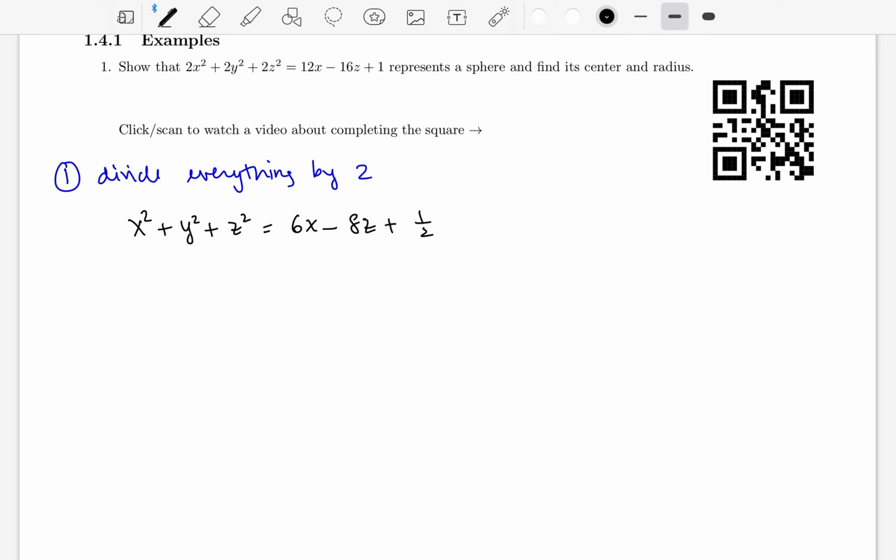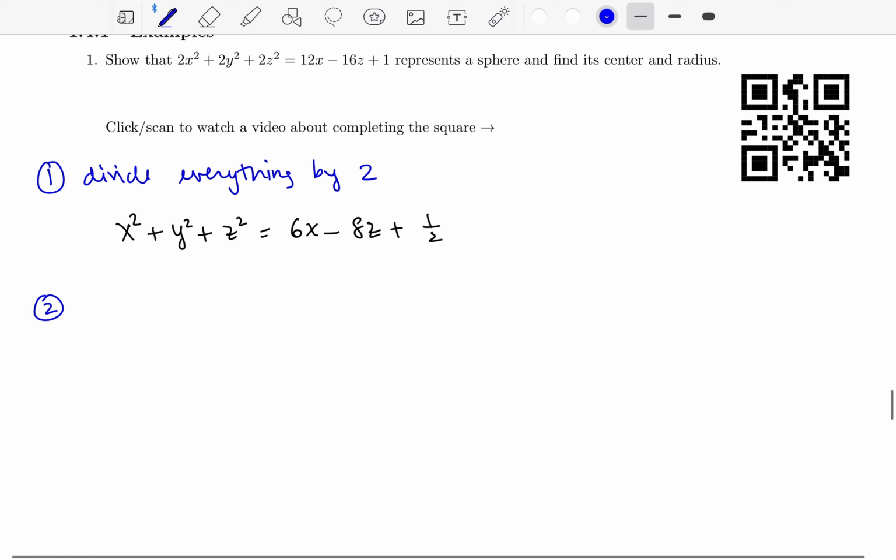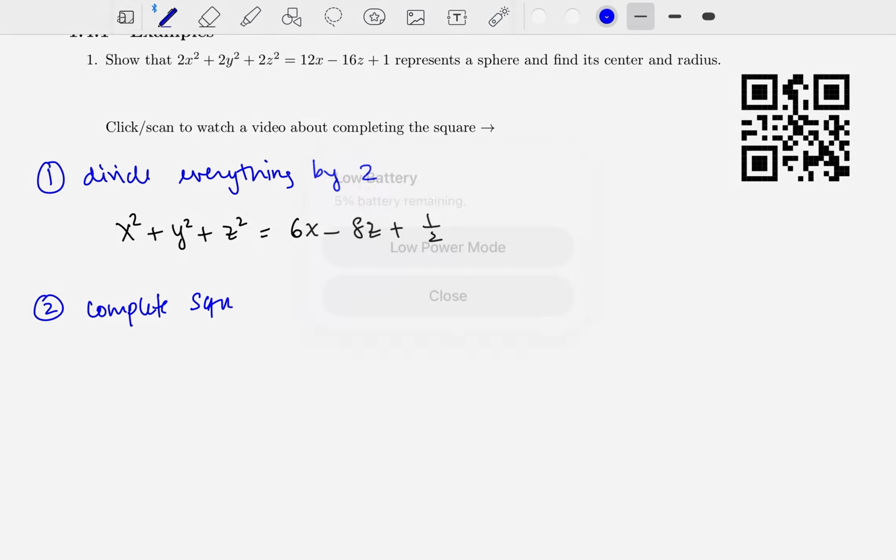Step 2, oh, that got really thick. So step 2, I have to complete the square, okay? And to complete squares, what we're going to do is add the coefficient of the linear term divided by 2, okay, and squared it. So let me show you.